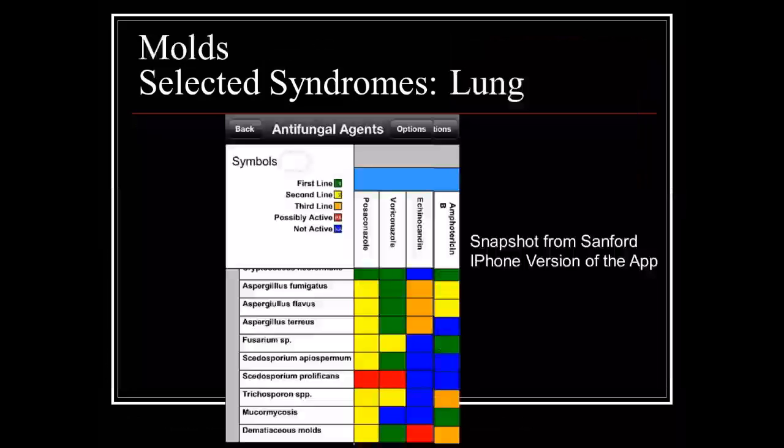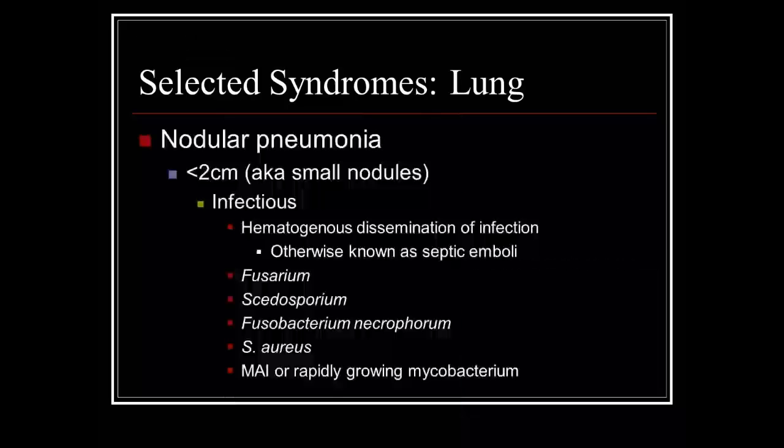This is just an image of the Sanford guide in the phone. For Aspergillus, for example, voriconazole is your drug of choice, whereas for Fusarium, your drug of choice is amphotericin products, and for Mucor, also your drug of choice is amphotericin products. What about small nodules? It's all about going in the blood and then splattering onto the chest: Fusarium, Pseudallescheria, Fusobacterium, Staph aureus, or rapidly growing mycobacterium.